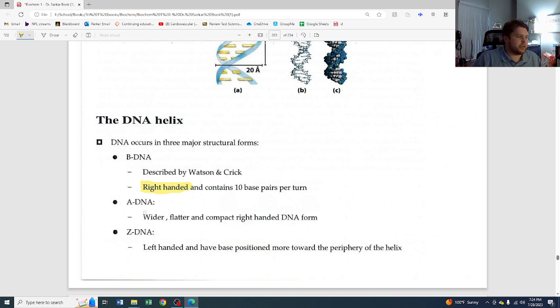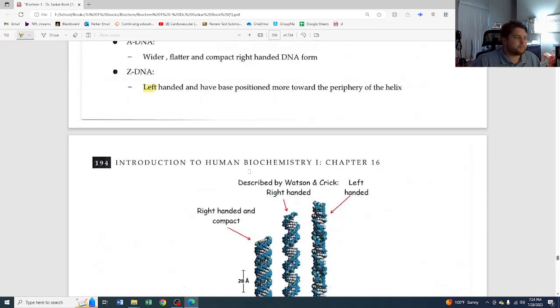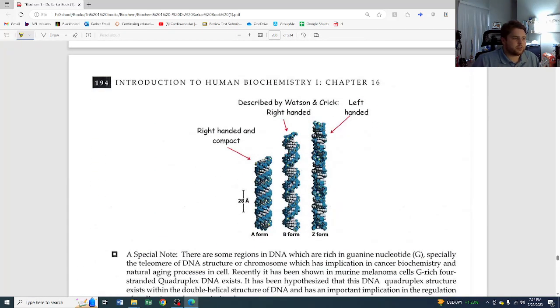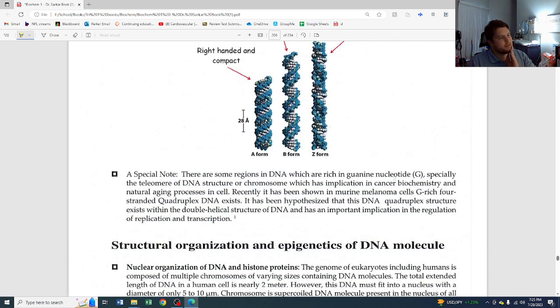A DNA is a wider, flatter, and compact right-handed DNA form. Z DNA is left-handed and has bases positioned more toward the periphery of the helix. Remember, our B DNA is the most common. That's our typical DNA that we think of when we think of DNA. You can see the different forms here. So A form, see it's kind of more smushed together. B form, and then Z form. So special note, there are some regions in DNA which are rich in guanine nucleotide.